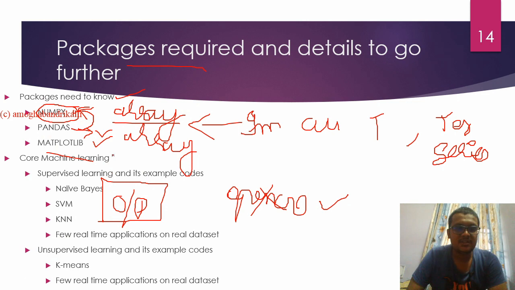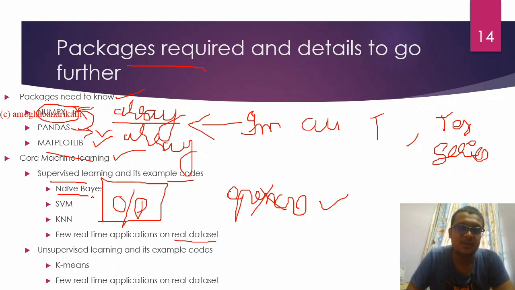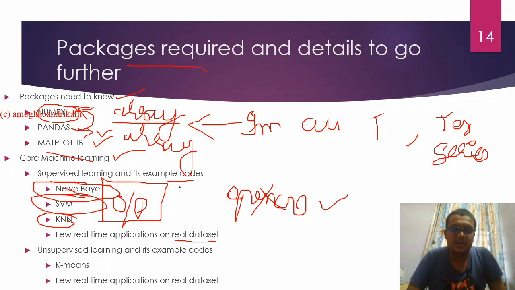The next thing is we are going to talk about core machine learning topics. What is supervised learning and examples of it. With real-time scenarios and real-time datasets, we are going to work using the Naive Bayes classifier, SVM classifier (support vector machine), and K nearest neighbors, KNN. Using all these classifiers, we work on a real-time dataset for a real-time application.